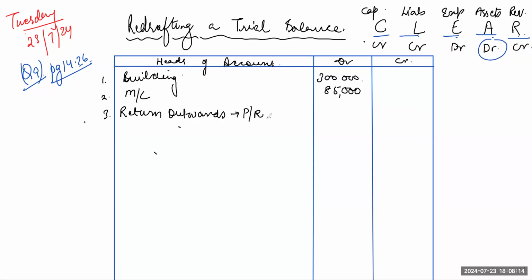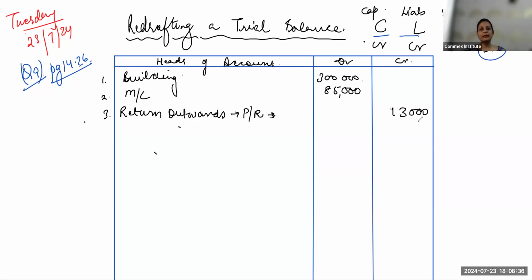Anushka, now can you tell me purchase return will have what kind of balance? Liability? See, purchases are debit. So purchase return would be credit. So we'll put it on the credit side.